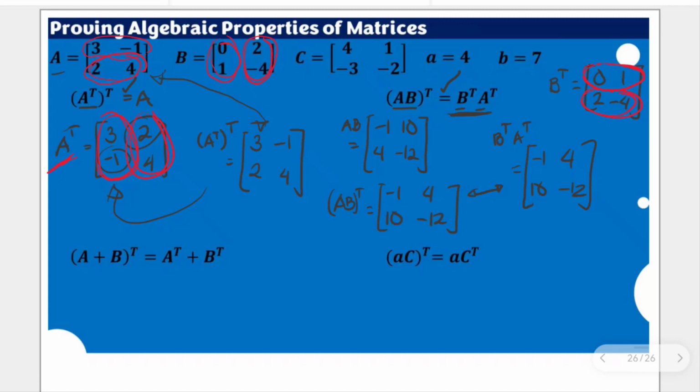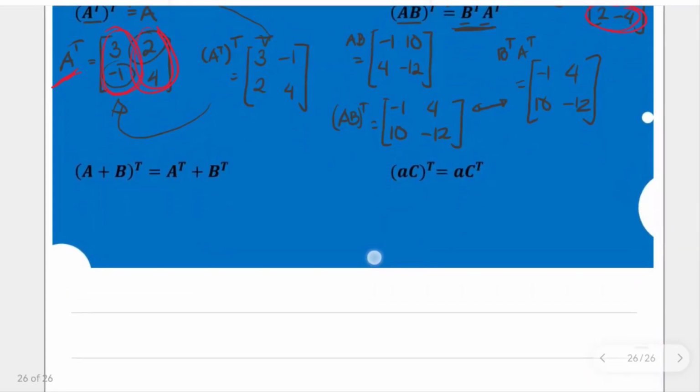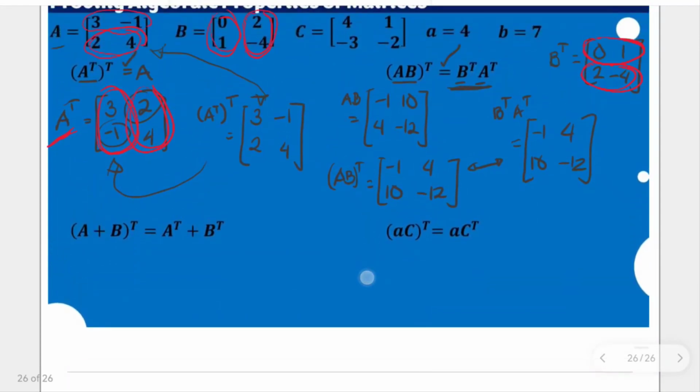So the inverse, or sorry, not the inverse, the transpose of the product of A and B is equal to the product of the transpose of B and A in the exact order. Next here, still on transpose, but we are now on addition. So we are going to add first A and B. A plus B. So we simply add the entries. 3 and 0 is 3. Negative 1 and 2 is positive 1. 2 and 1, 3. 4, negative 4, 0.